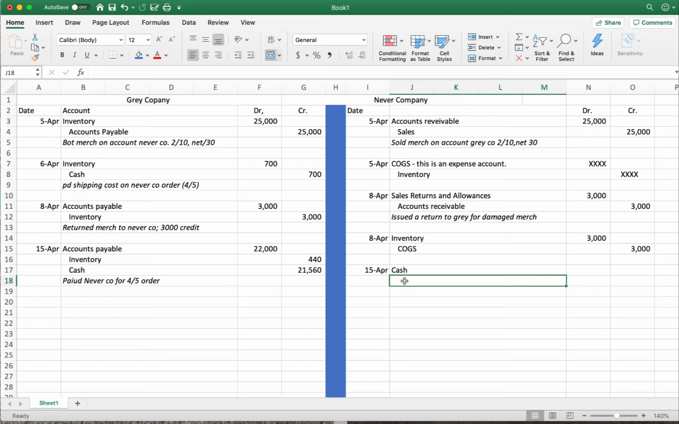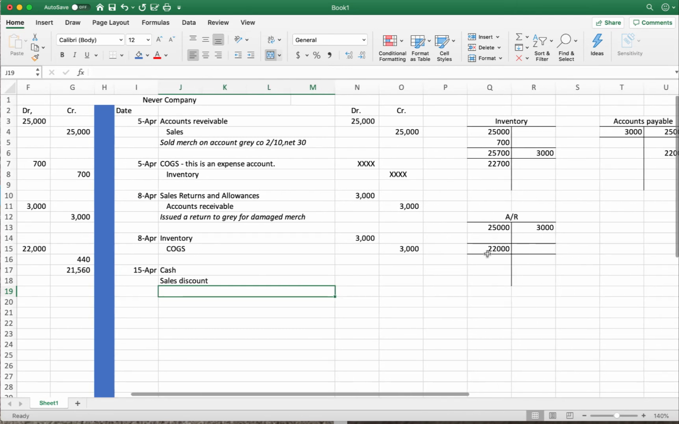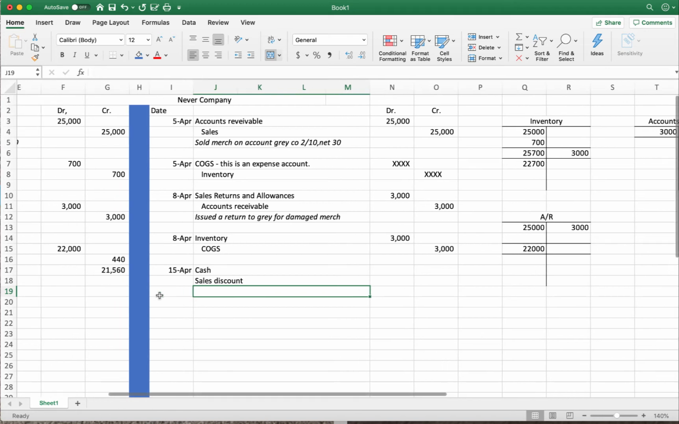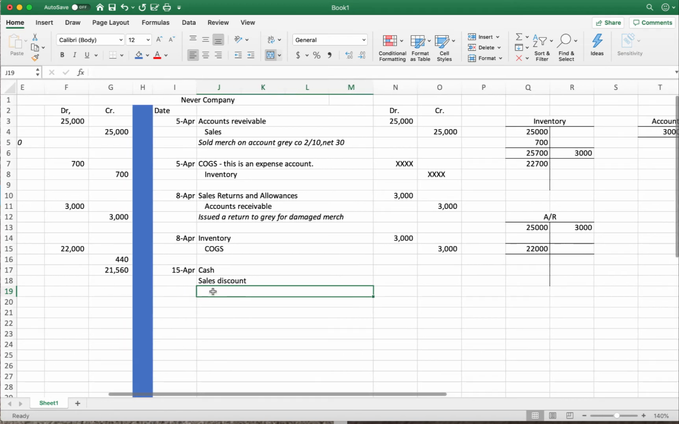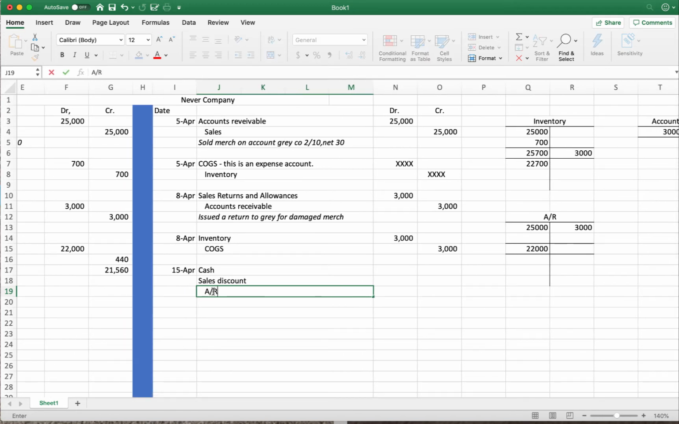What else is happening here? Well, they're getting a discount, right? They're definitely getting a discount. So we're going to book that as a sales discount. Okay. And then what else is happening? Well, we don't have that receivable anymore, right? They owed us, which we already determined was $22,000. They don't owe us $22,000 anymore. So I'm going to credit my AR account.